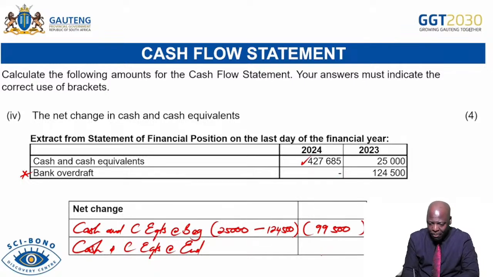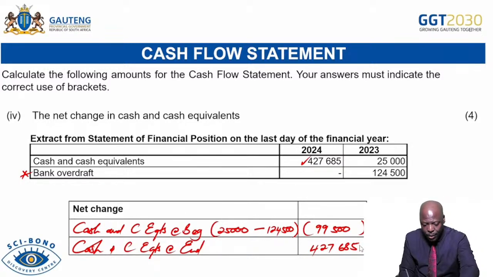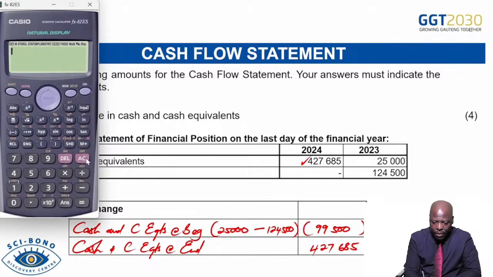And then cash and cash equivalents now at the end, which is your 427. You can see there's no bank overdraft, so here it's going to be 427,685. We're going to do the bottom-up approach: start from the bottom, going up. Whenever we go up, we do the opposite of the sign. So I'm going to come here and say 427,685.